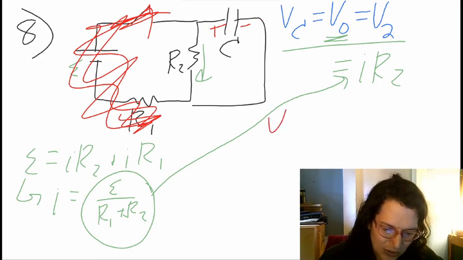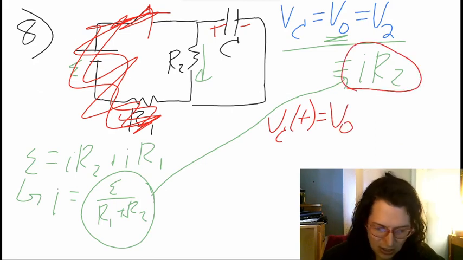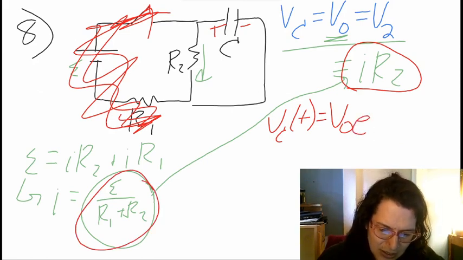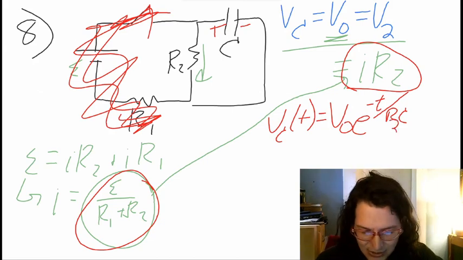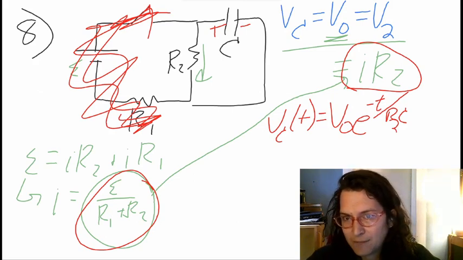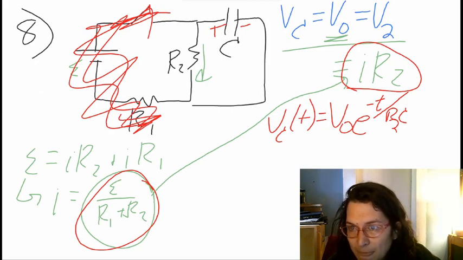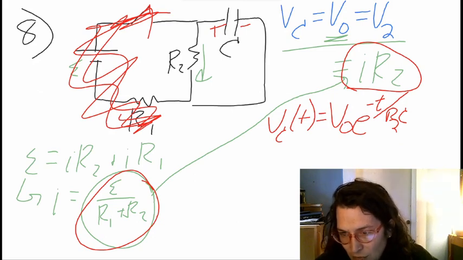So my voltage of the capacitor as a function of time will be equal to V naught, which is actually I times R2, which is actually R2 times epsilon over R1 plus R2, times e to the negative t over RC. And they give us RC. Keep in mind that R here is R2, so it'll be R2 times the capacitance. The time on top, they're going to give us an explicit time of a couple milliseconds. And that'll allow us to find the voltage over the capacitor.